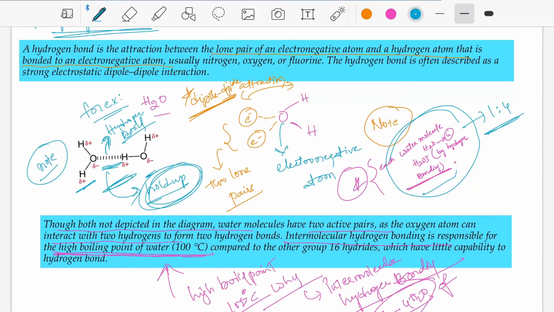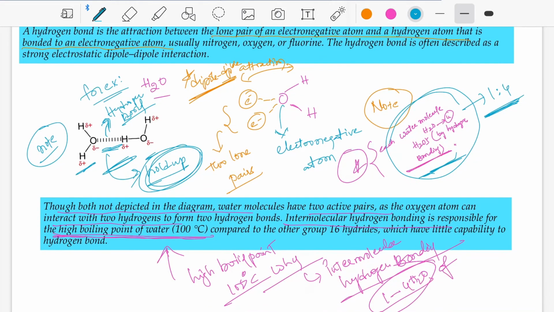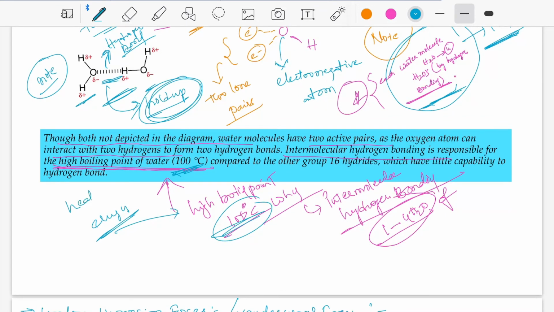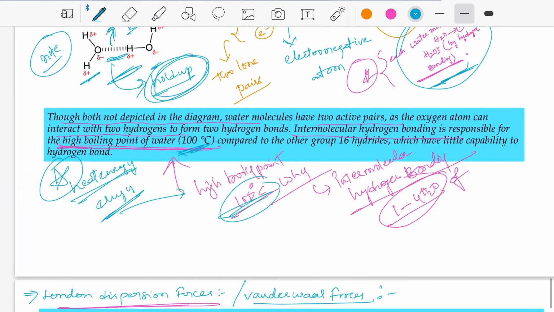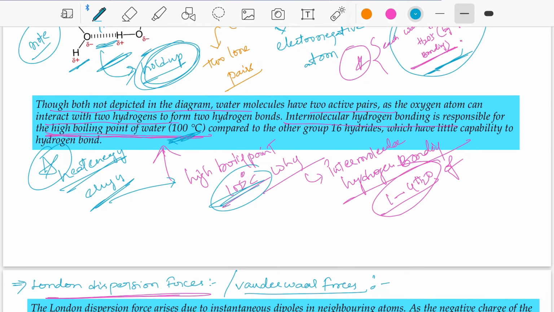Due to this nature, the boiling point is basically 100 degrees Celsius. We have to supply energy to break the bonds and free those H2O molecules into water vapor. As I have written here, in the diagram, a water molecule has two active pairs, so the oxygen atom can interact with two hydrogen atoms to form two hydrogen bonds. So intermolecular hydrogen bonding is there, which is responsible for the high boiling point of water. Note this: high boiling point of water.